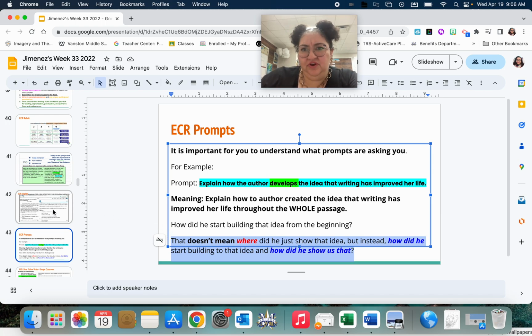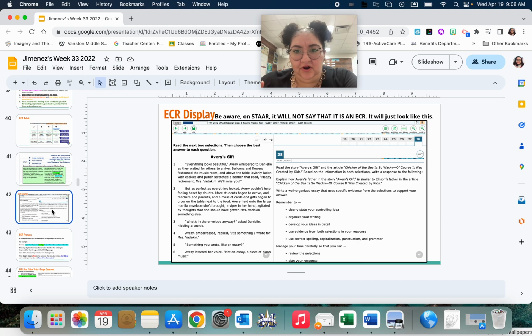And again, just in case you don't know, when you see ECR on STAR, it will not say that it's an ECR. It will not say extended constructed response. You're just going to see a box like this on your screen. So when it's asking you to write an essay, when you see these bullet points, that is extended constructed response. And if you get into your nerves, just read. Just read and see what the prompt is. Take a moment, process. Don't overthink this too much. You can do this. That's all.